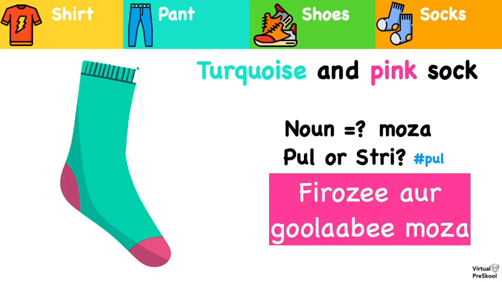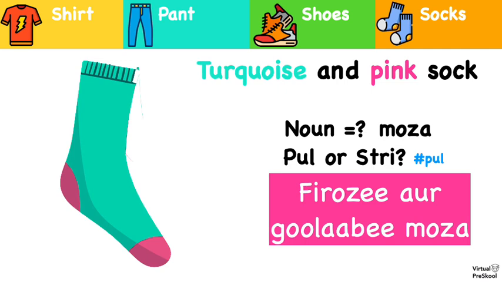Firozi or gulabi moza. Now, if you're wondering, wait a second, Auntie, how come it's not firoza or gulaba moza? Because remember what we talked about in class. Firozi is turquoise, gulabi is pink. Our adjectives that end with an E sound do not inflect. So whether we're talking about firozi kameez or firozi moza or firozi joothay, firozi always stays firozi.